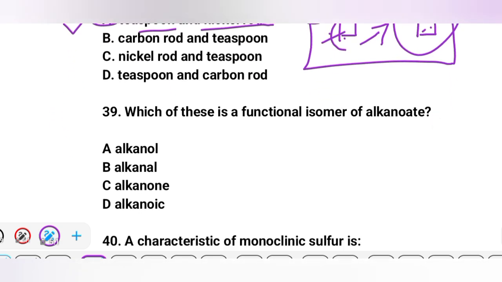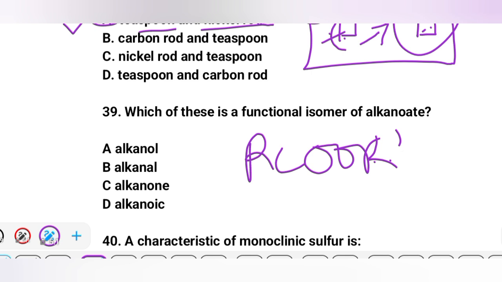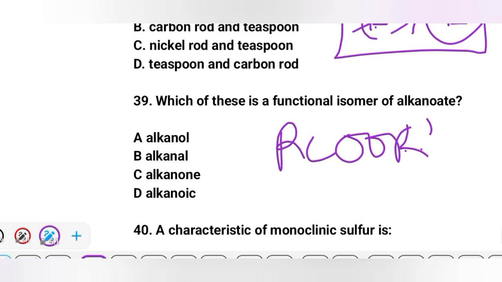Which of these is a functional isomer of alkanoates? First of all, what are alkanoates? Alkanoates are basically esters with the functional group ROCOOR prime. This is the functional group of esters. Now, esters are functional isomers of carboxylic acids, as I said not long ago. Carboxylic acids are also called alkanoic acids. So the answer to this question is option D.